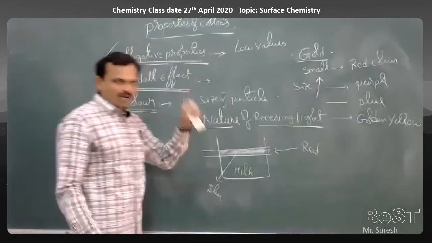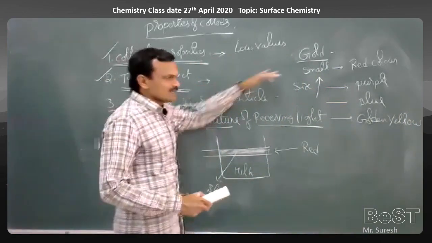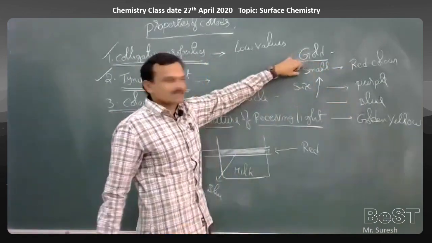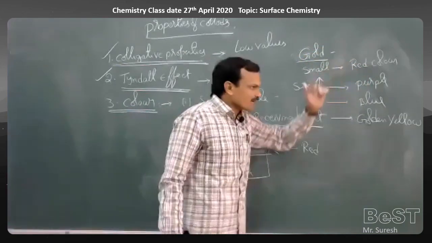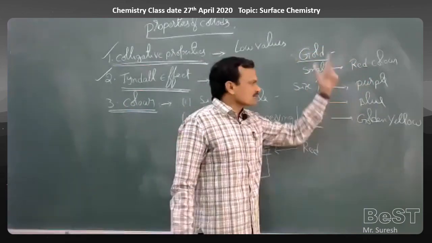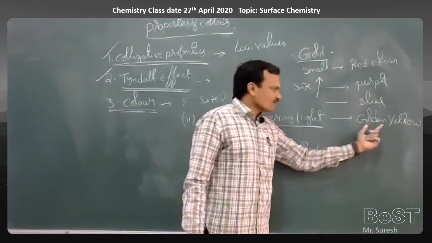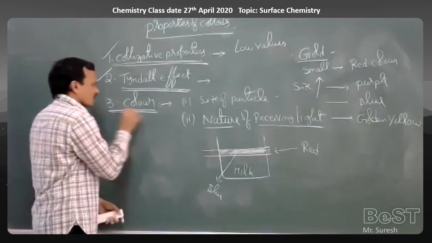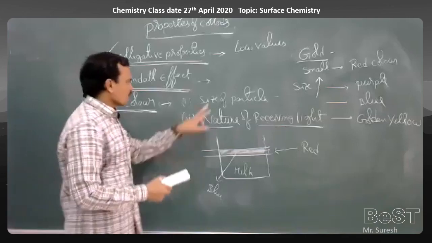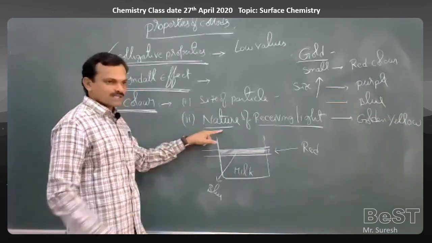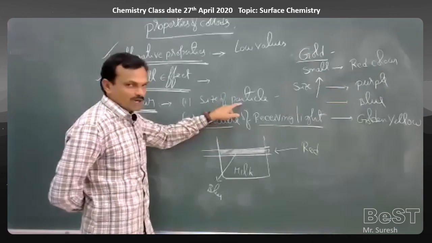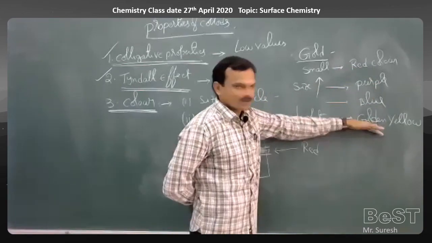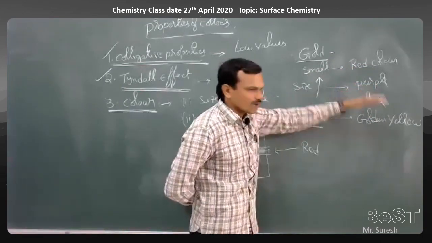That means the same colloidal solution, depending on the size of the particle, shows different colors. If the size of the gold particle is less, it appears in red color. If size is increased, then it becomes purple. Still increased, blue color. Still increased, finally it gives a golden yellow color. Like that, the color of the colloidal solution depends on two factors: size of the particle and nature of receiving light. As the size of the particle increases, the color changes from red to purple, purple to blue, blue to golden yellow.